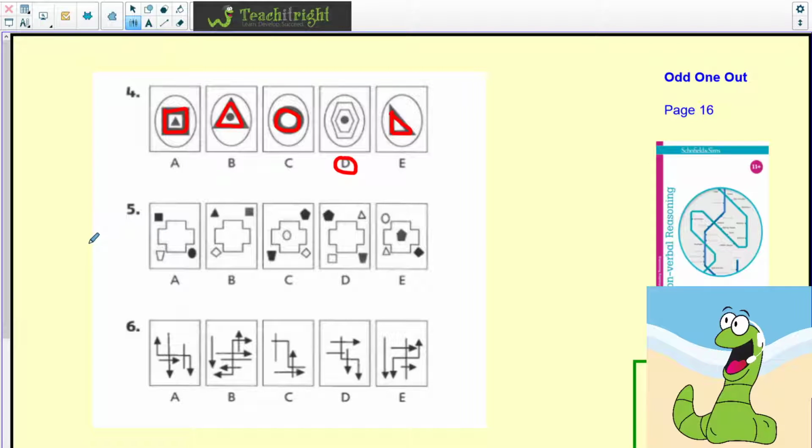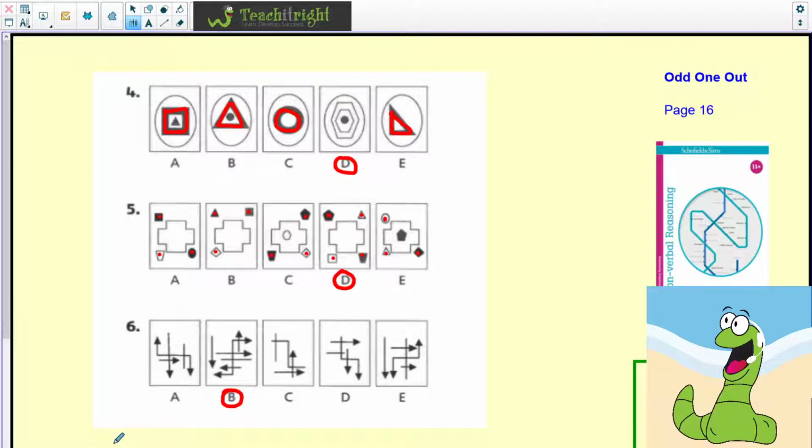Question 5, this is the one where the other 4 all have 3 shapes outside the cross. So 1, 2, 1, 2, 3, 1, 2, 3, 1, 2, 3, 1, 2, 3, 4. That makes that the answer, 1, 2, 3. So sometimes it's worth ignoring parts of the shape and focusing on other elements. Question 6. We've got the other 4 all have lines that cross in 3 places. So B is the odd one out as it only has one that has lines that cross in 4 places.